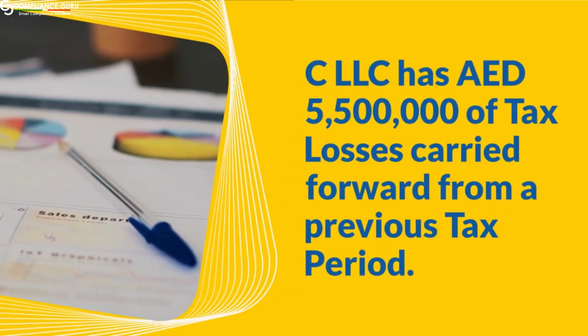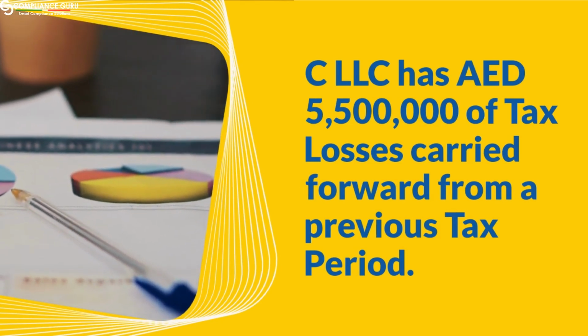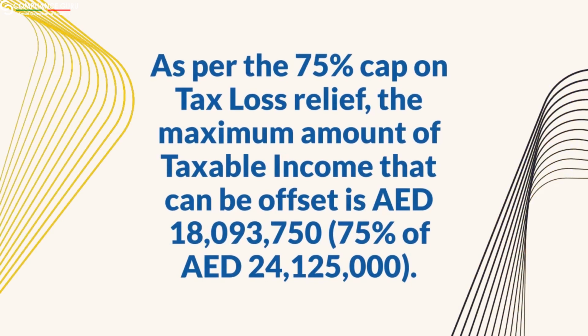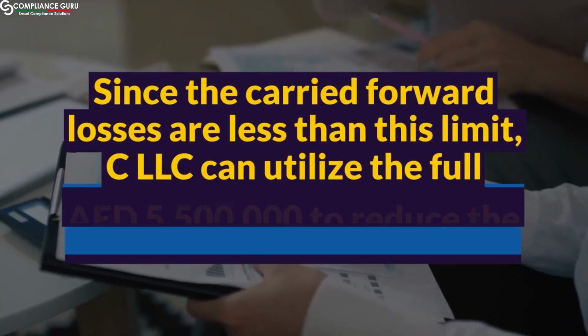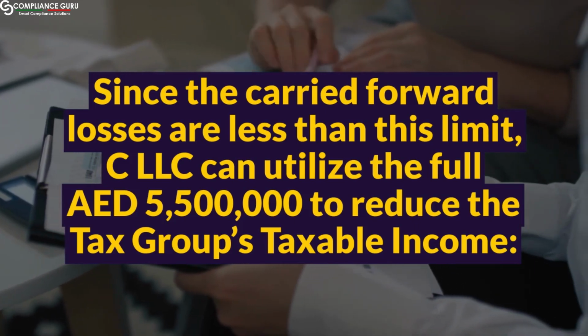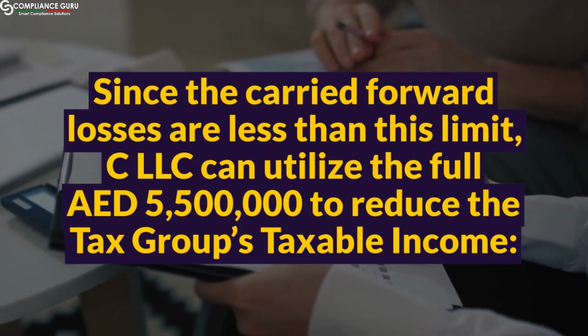Utilization of carried forward tax losses. C LLC has AED 5,500,000 of tax losses carried forward from a previous tax period. As per the 75% cap on tax loss relief, the maximum amount of taxable income that can be offset is AED 18,093,750, 75% of AED 24,125,000. Since the carried forward losses are less than this limit, C LLC can utilize the full AED 5,500,000 to reduce the tax group's taxable income.